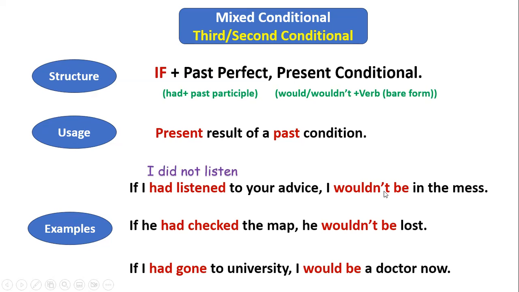If I use would plus a verb in the infinitive, I'm not using have as an auxiliary. So this means I'm talking about the present. This simply means I am in the mess right now. So this is in the present. What does this sentence mean?